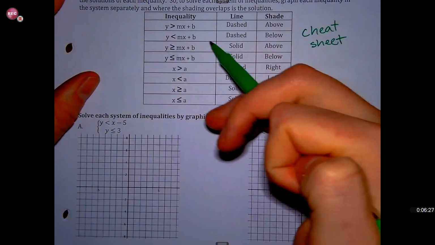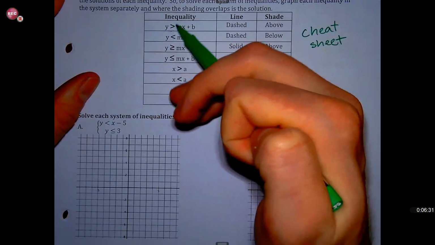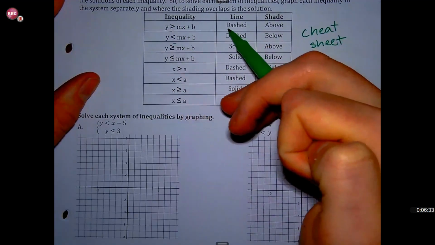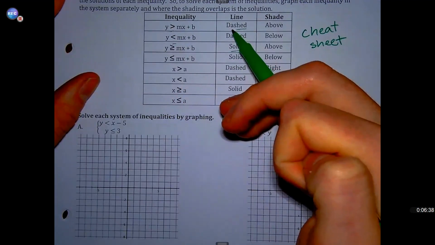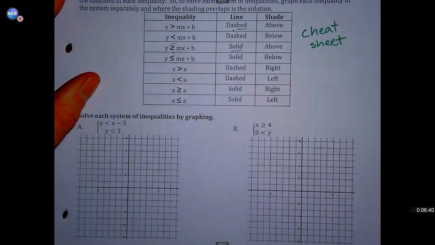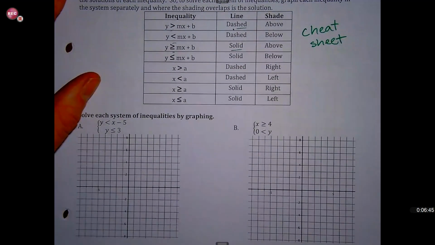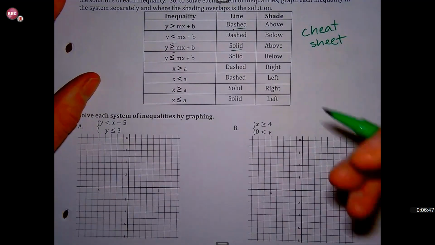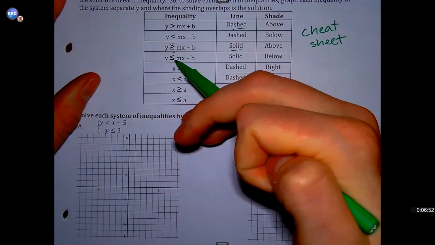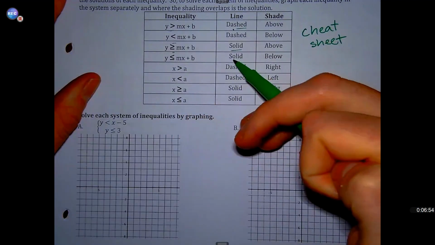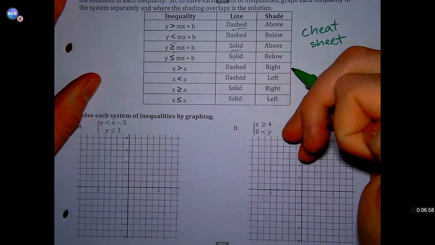And then, if you remember from our first section, the difference between something like this and something like this is whether or not it's dashed versus solid. If it's just greater than, it's dashed. If it's greater than or equal to, it's solid. And the reason why is we have to account for the fact that our line can be a solution to this problem. Okay, equal to. Then we have y is less than or equal to, a solid line that's below.